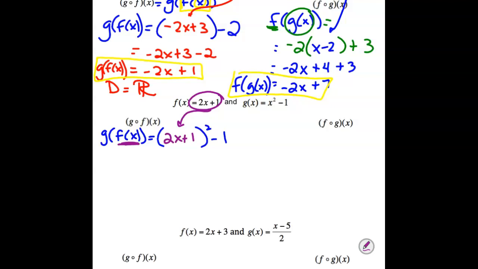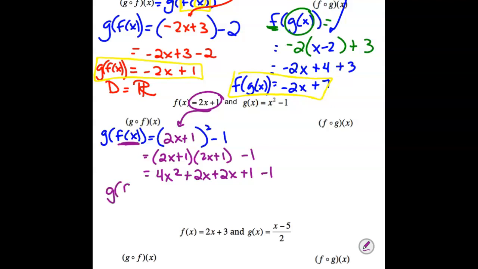Now be careful here, we're squaring this quantity, so we really have to think of having 2 of these. We have to FOIL that out. 2x times 2x would be 4x squared. Outsides we get 2x. Insides we also get 2x. Last we get a 1. And then don't forget that little negative 1 that was on the outside of that expression. And now combining like terms, we have g of f of x is 4x squared plus 4x. Those 1's are going to cancel out.